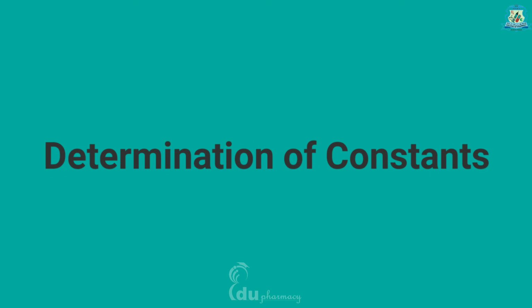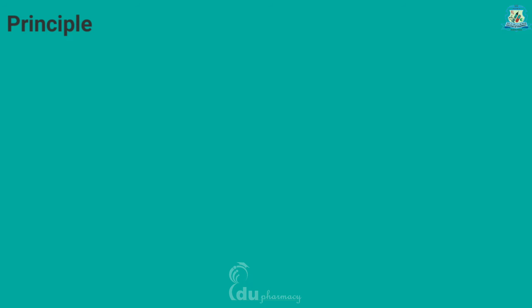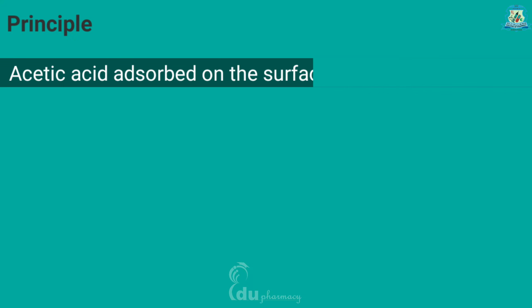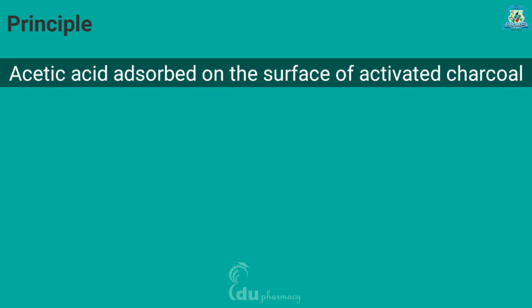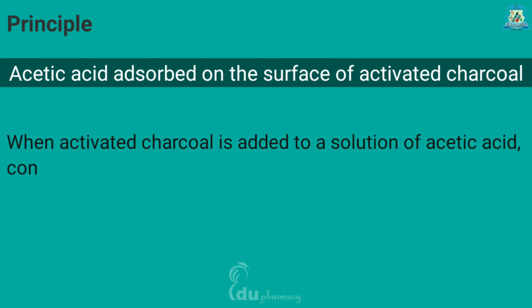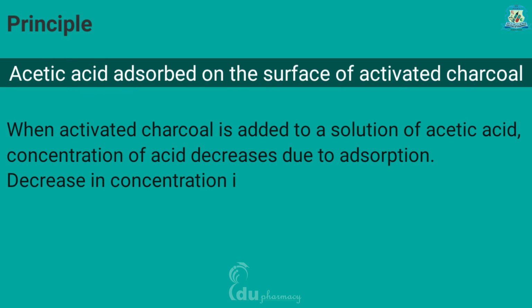Let's move ahead to the experimental determination of Freundlich and Langmuir constants. The basic principle involved in this can be understood by taking an example of acetic acid adsorbed on the surface of activated charcoal. When activated charcoal is added to a solution of acetic acid, the concentration of acid decreases due to the adsorption. This decrease in the concentration is a function of the initial concentration, which can be found out by titrimetric analysis. The Freundlich and Langmuir constants can be determined by plotting the graphs of the obtained data.